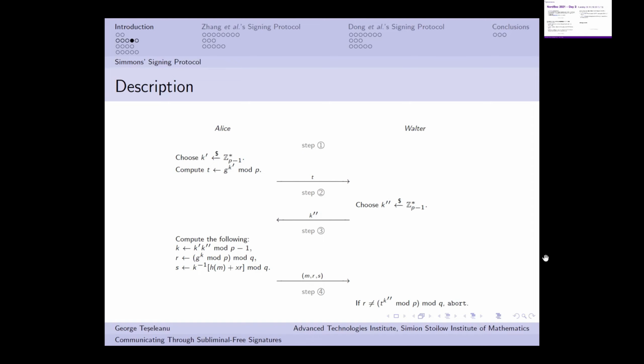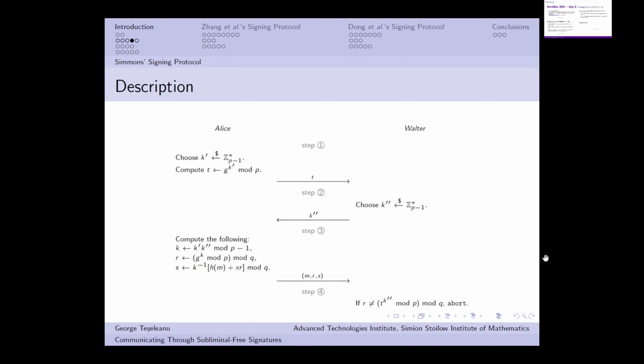And then she actually signs the message. The signature S is the inverse of K multiplied by the sum of the hash of the message plus X times R. And she sends all this data, M, R, and S, to Walter. If R is equal to T raised to K second, modulo P, modulo Q, then Walter publishes the signature. Otherwise, he aborts.